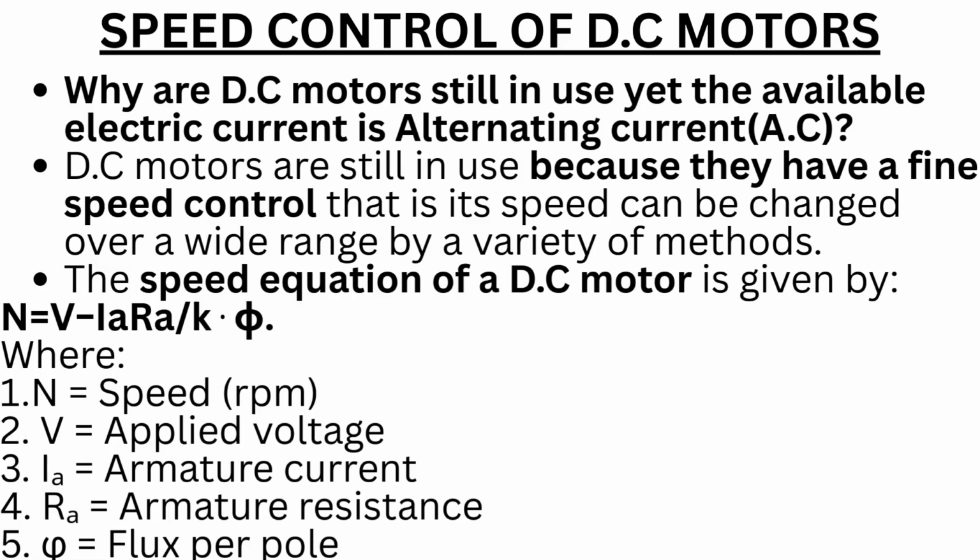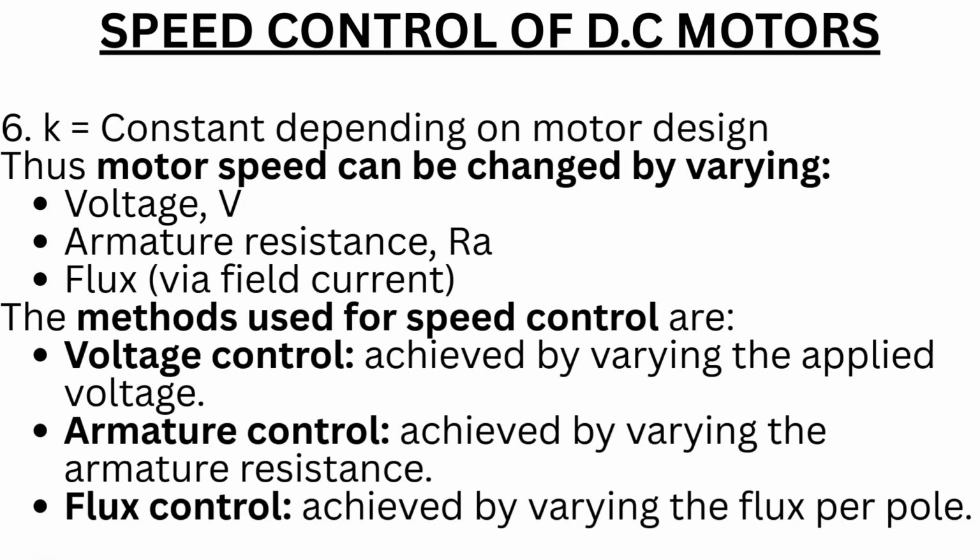The speed equation of a DC motor is given by N equals (V minus I Ra) over (K phi), where 1. N equals speed in RPM. 2. V equals applied voltage. 3. I equals armature current. 4. Ra equals armature resistance. 5. Phi equals flux per pole. 6. K equals constant depending on motor design.